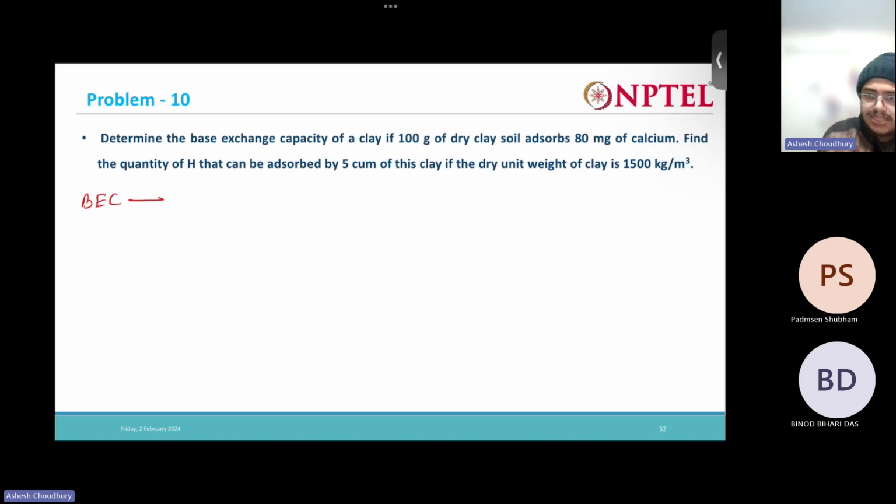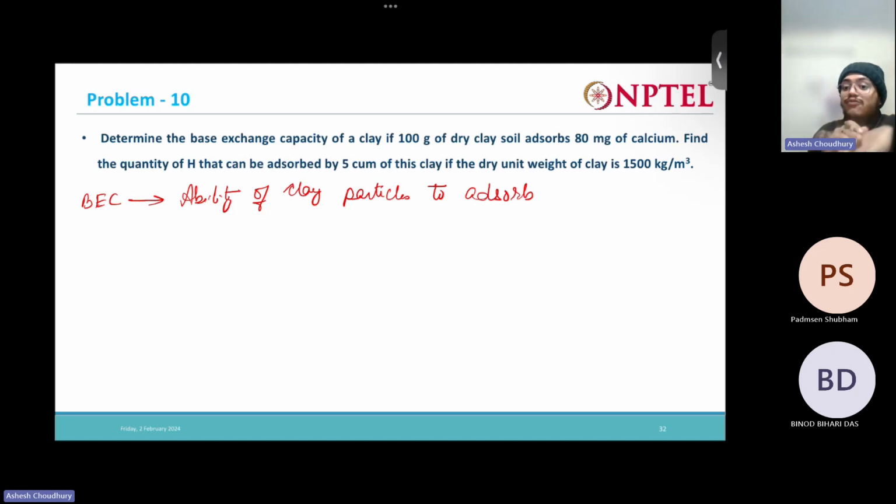So base exchange capacity is the ability of clay particles to adsorb, not absorb, adsorb. Adsorb means on the surface. Okay, not absorb, not inside, only on the surface. Surface chemistry. To adsorb ions on its surface or edge. This is the definition of base exchange capacity. Ability of clay particles to adsorb ions on its surface or edge.